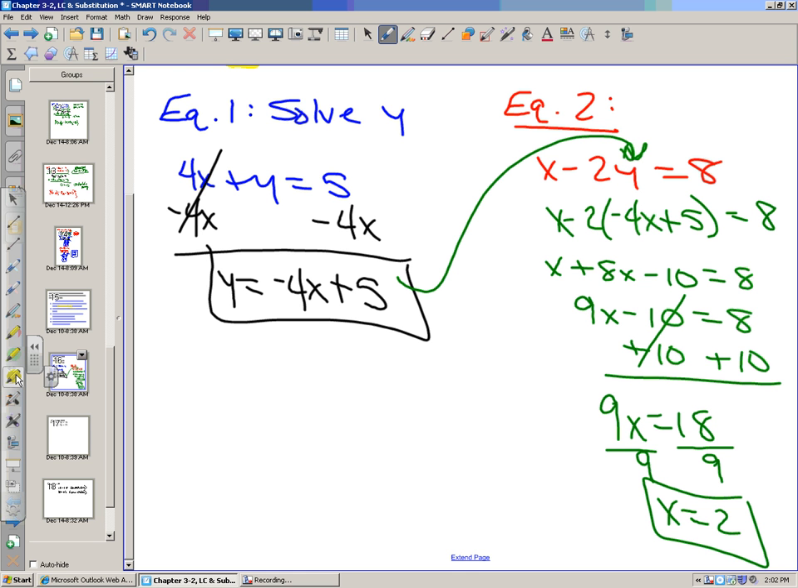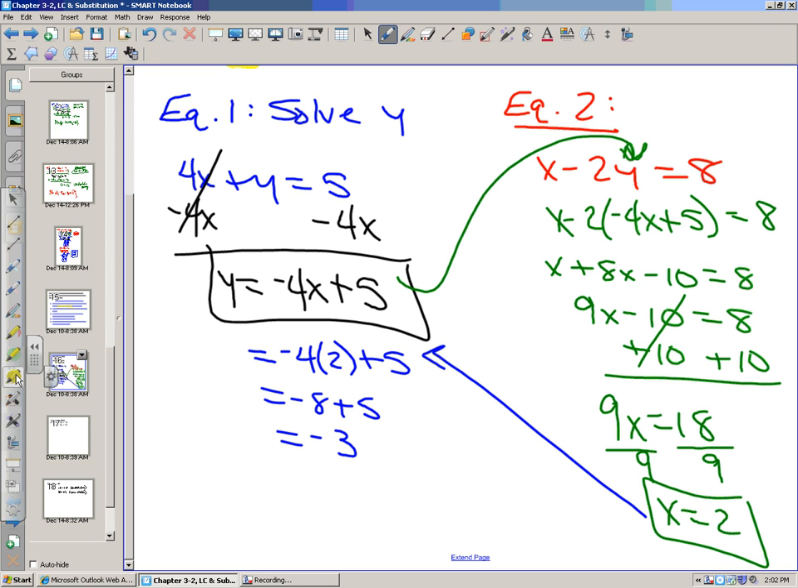Okay. Now, x is 2. Now, what do I do with that? I am going to go right back to my box, and I'm going to plug in what x is. x is the number 2. So this is going to be negative 4 times 2. Negative 8 plus 5 gives me negative 3.